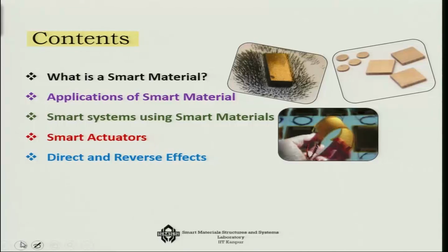What we are first going to talk about is what a smart material is, after all. Then we'll talk about the applications of smart materials, what motivates us to work on them, and not only the materials, you can actually develop smart systems using smart materials. So we will talk a little bit about that. Then the smart actuators and direct and reverse effects in such smart materials. So let's unfold the story one by one.